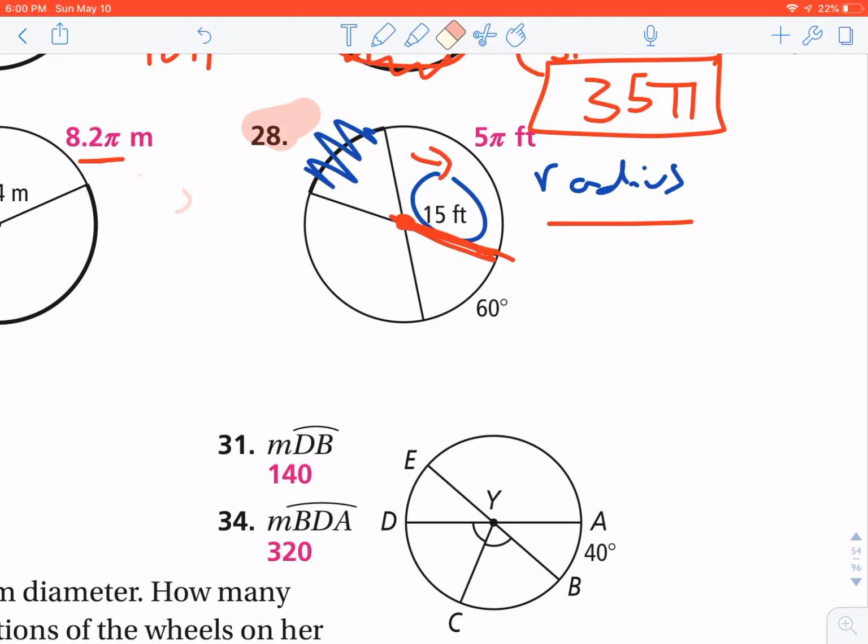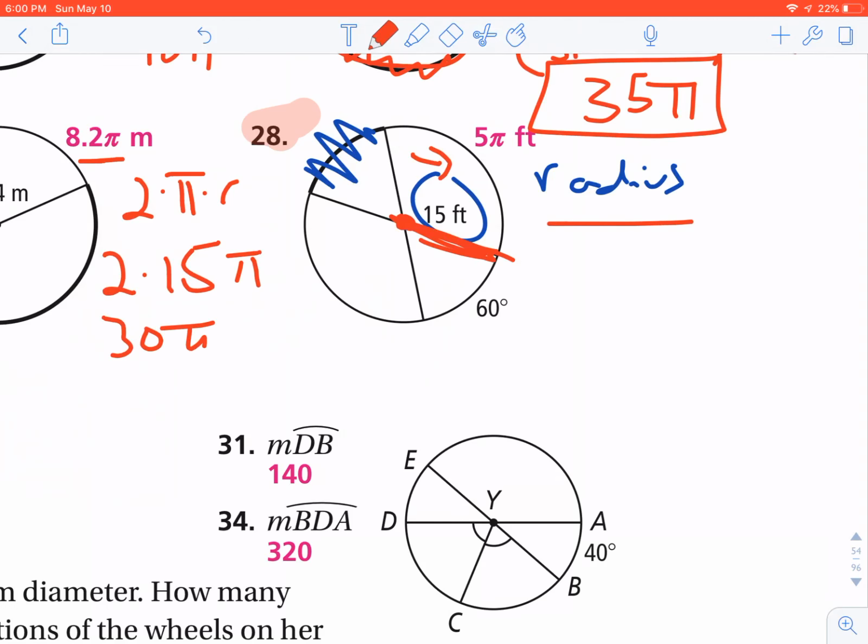How'd I get that? Well, 2 times pi times r would tell me the circumference of the circle. They gave me the radius. 2 times 15 would give me 30 pi. That's the circumference of the whole thing. Now, the second part, so I'm going to leave the 30 pi over here because we're going to need that.